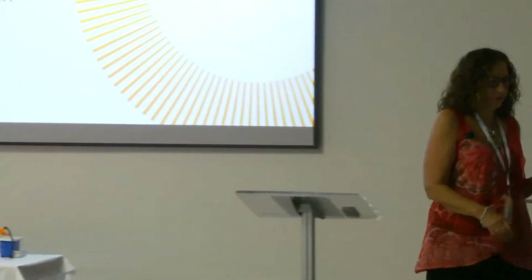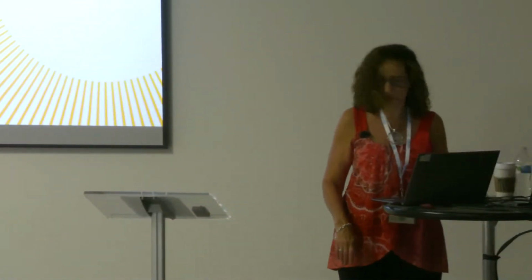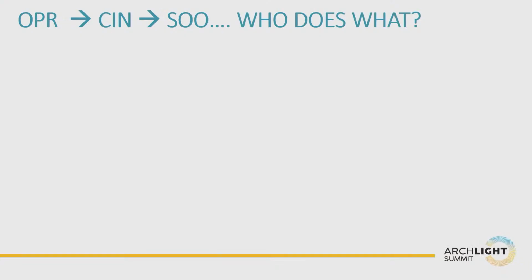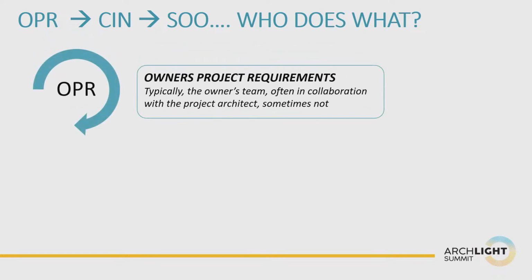Okay, questions on any of these, the mechanics of any of these? Everybody good? All right, so let's talk about how we get this on a project. So, we are going to talk about three different documents, briefly. The owner's project requirement, or OPR, the control intent narrative, and the sequence of operations. So each one of those has its own set of goals, okay?